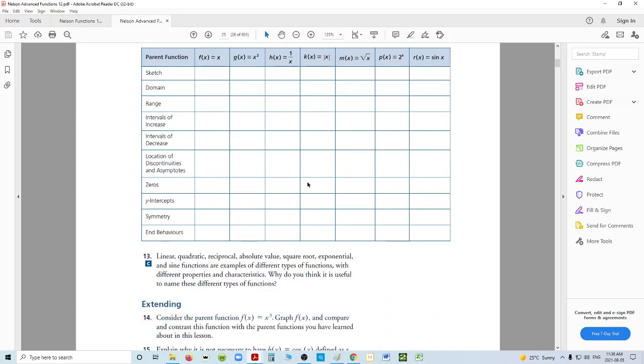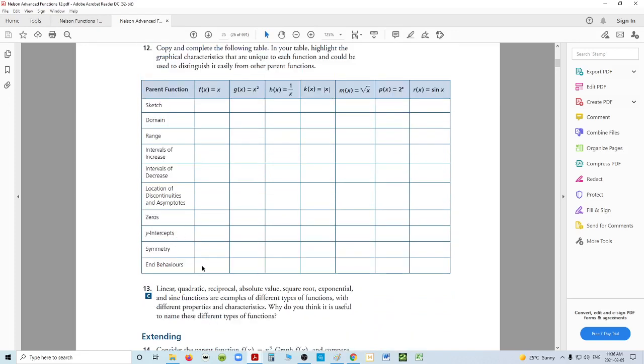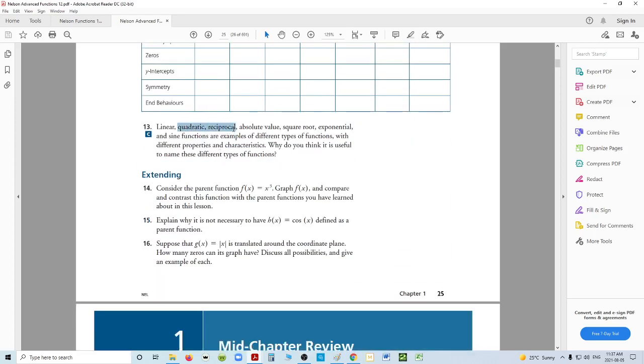I strongly suggest you use Desmos, but also understand what end behavior is, which means on the far right of the graph, where do the y values end up as x approaches positive infinity, and as x approaches negative infinity. Figure out if there's any symmetry, figure out the standard y-intercepts, figure out the zeros, that would be x-intercepts, figure out if there's asymptotes or discontinuities, intervals of increase, intervals of decrease, range and domain, and you want to be able to sketch. So you can see it's important that they definitely want you to know these basic parent functions. Linear, quadratic, reciprocal, absolute value are examples of different types of functions.